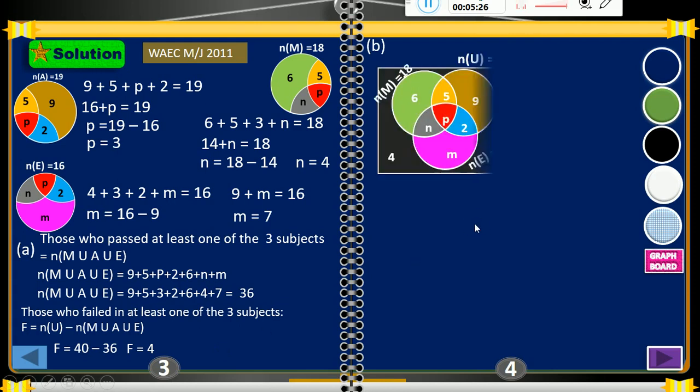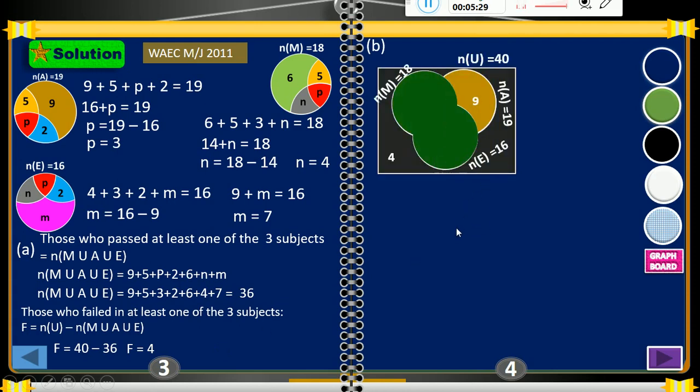B. Now we want to find those who passed at least mathematics and economics before we can find those who failed mathematics and economics. So now the green highlighted represent those who passed mathematics and economics. Outside these green highlighted circles, we have 4 and 9 representing those that failed mathematics and economics. So those who failed mathematics and economics then will now be 9 plus 4, giving us a total of 13.